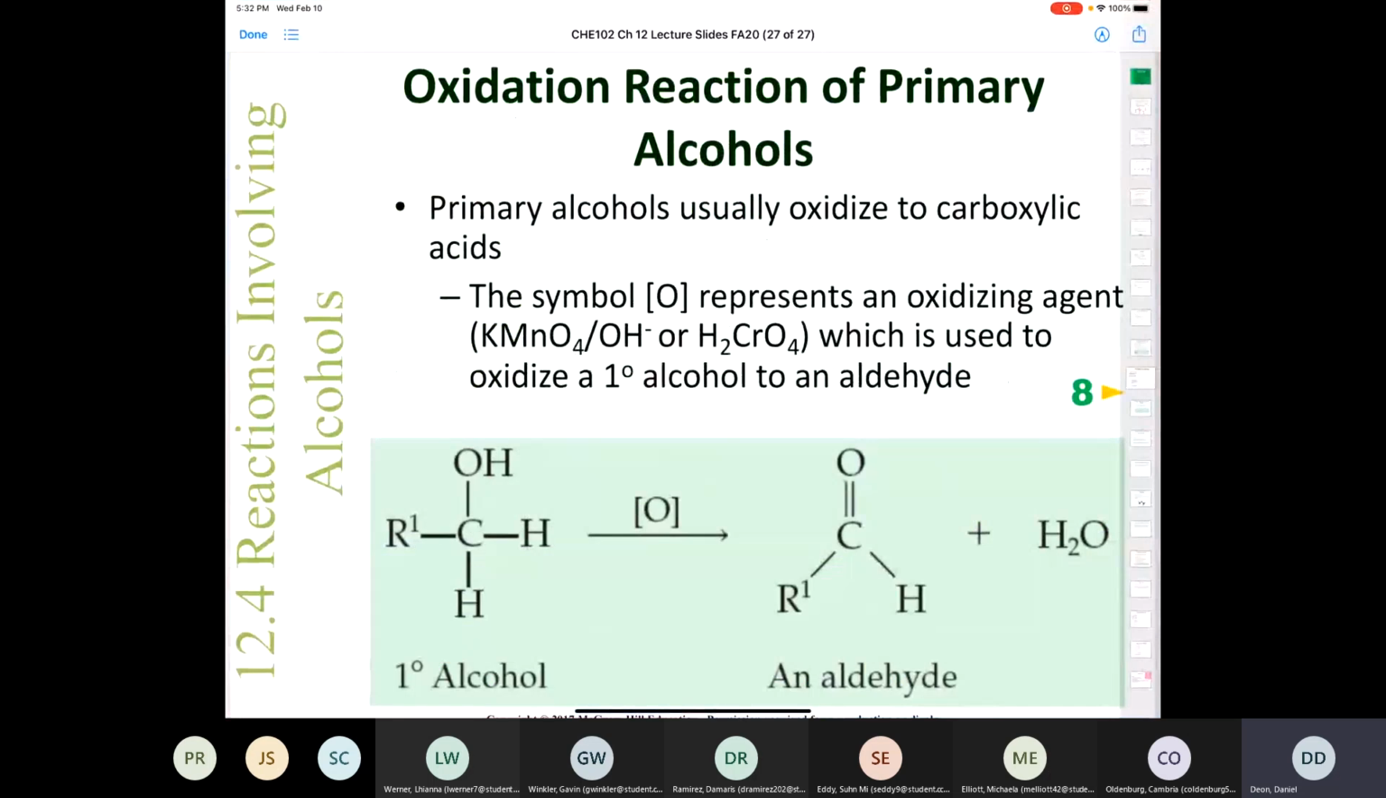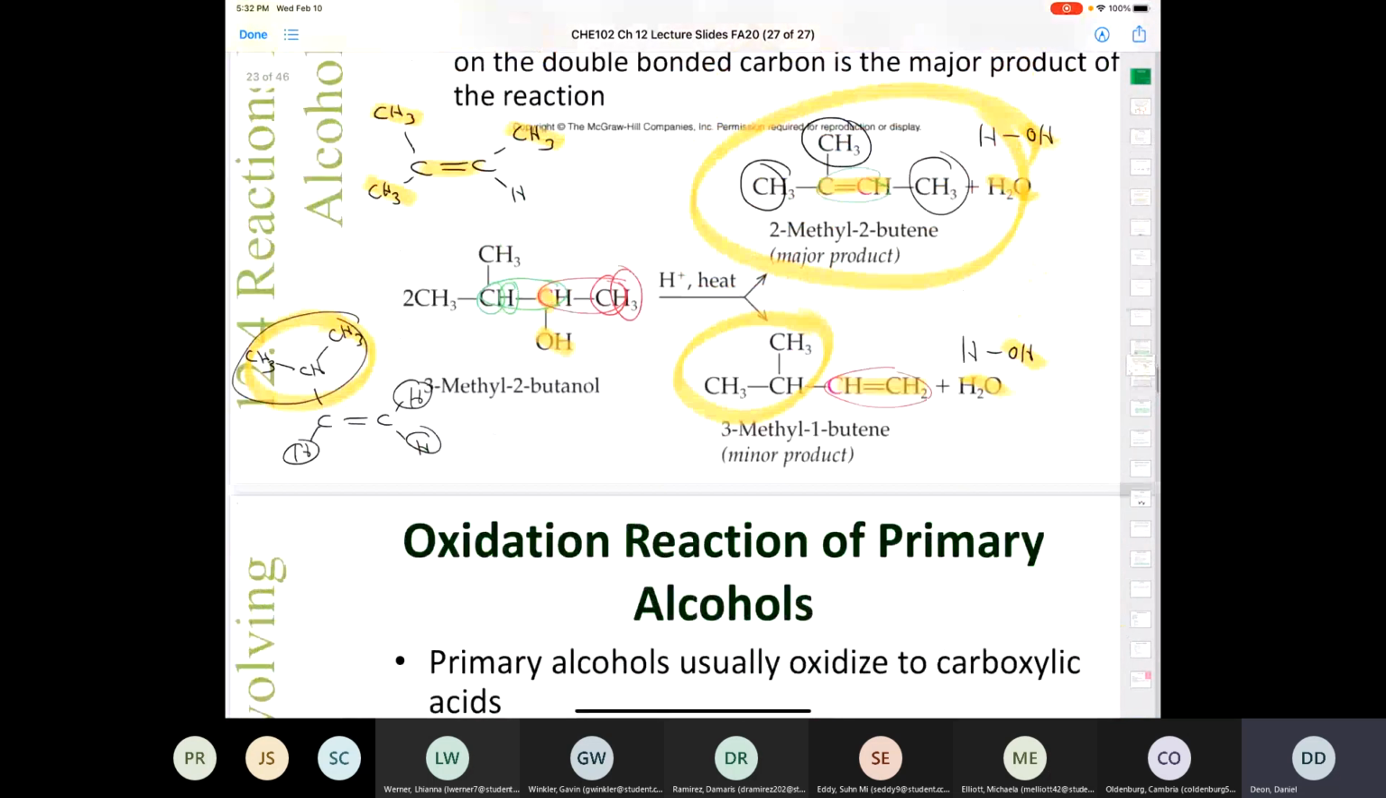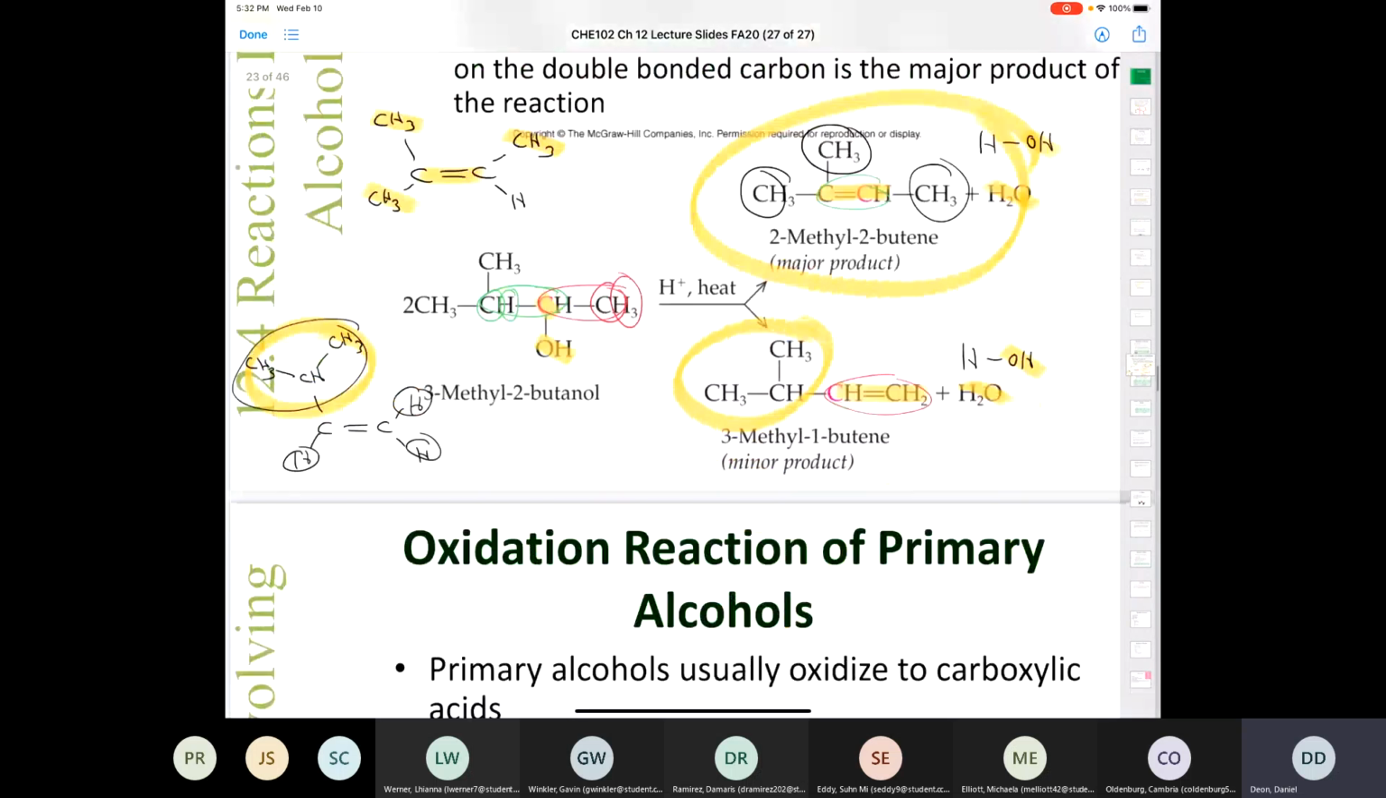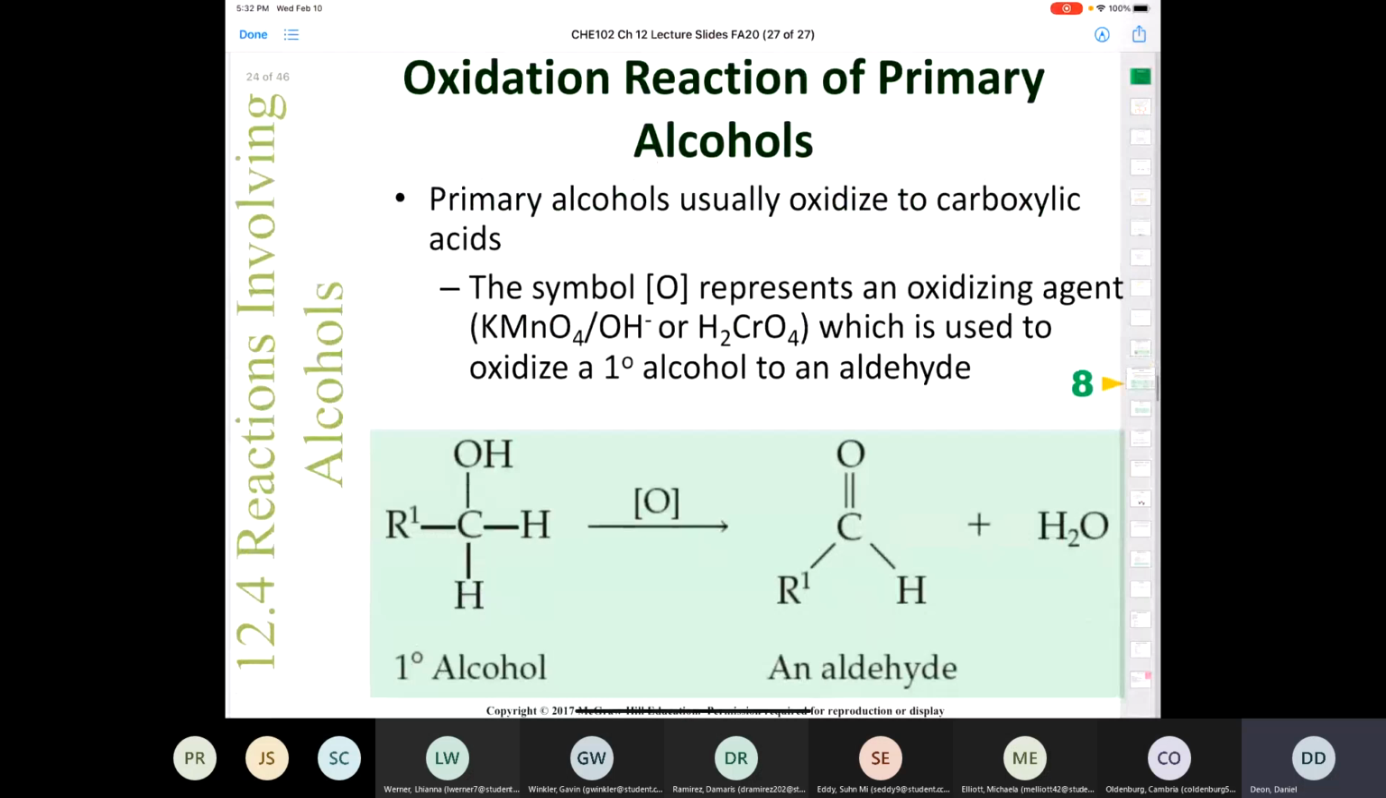Okay, so here we are. The last class, we finished off on this slide here where we talked about Zaitsev's rule. And time permitting this evening, we're going to look at some problems that deal with Zaitsev's rule. But I wanted to start by talking about the oxidation of alcohols, namely the oxidation of primary alcohols.